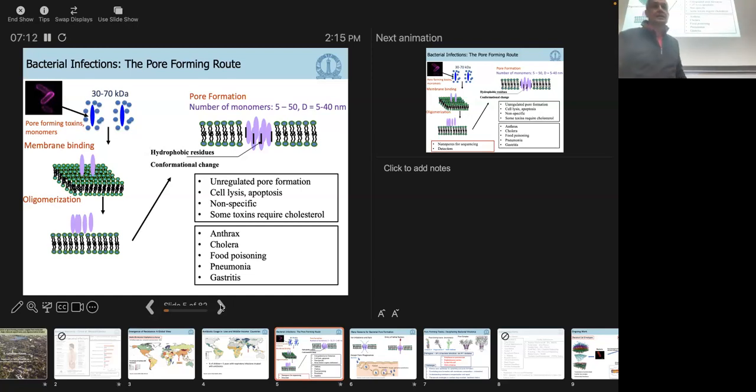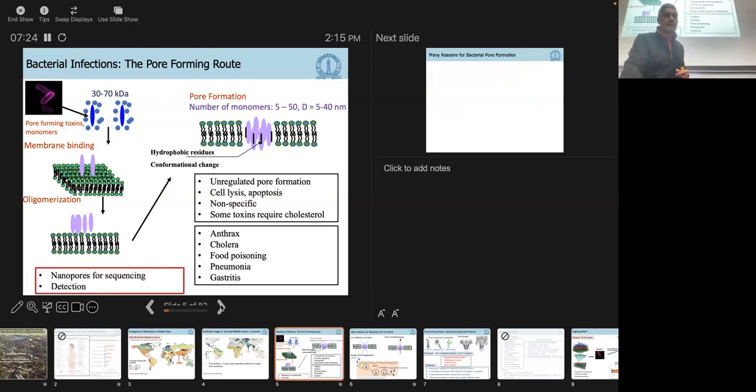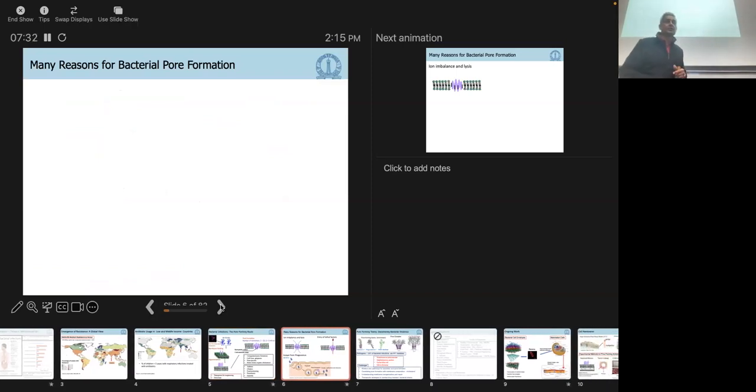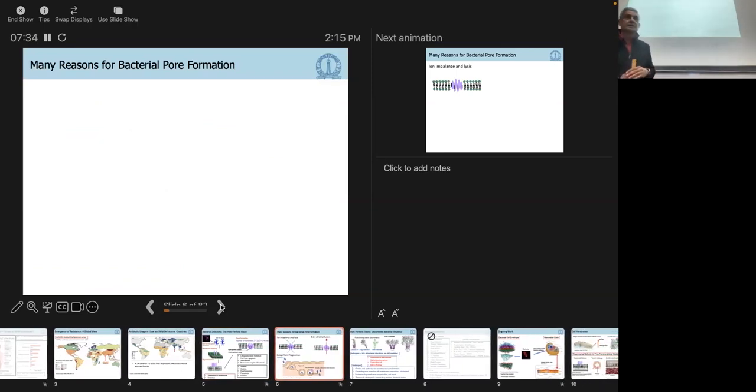Some of the diseases that have been associated with these, some of them listed here, are pretty virulent ones: anthrax, cholera, a lot of the food poisoning that we experience, pneumonia, gastritis, and so on. Also, technologically, there have been nanopores for sequencing and detection. There's Oxford Nanopore, where they've used this nanopore technology for sequencing various other molecules.